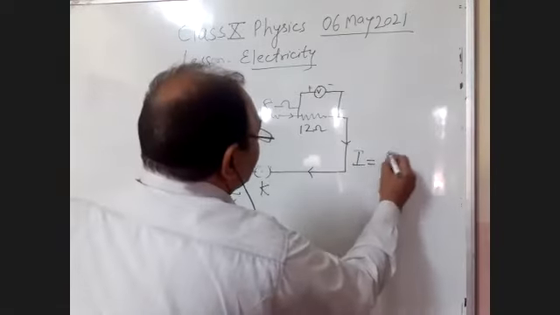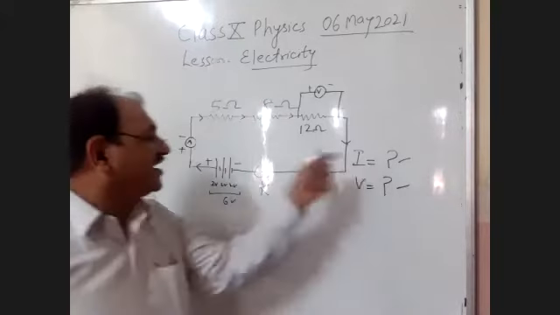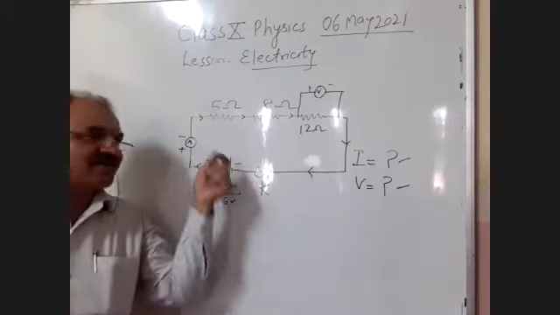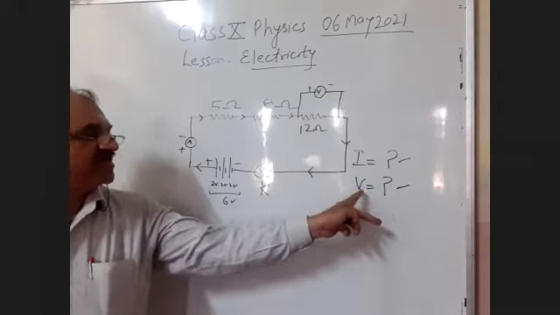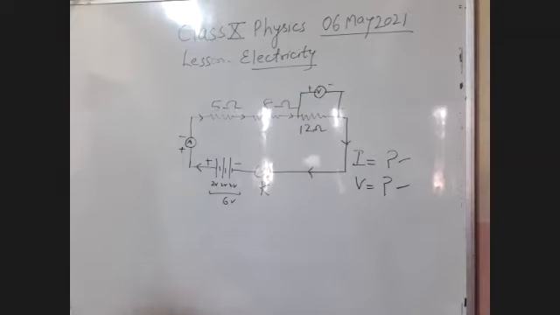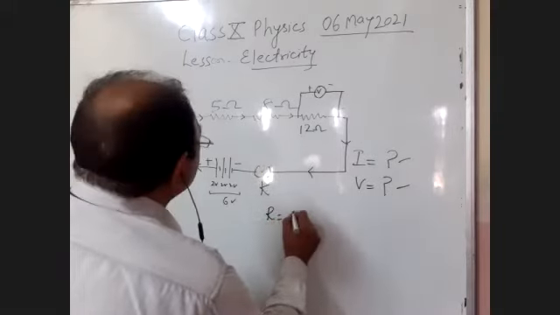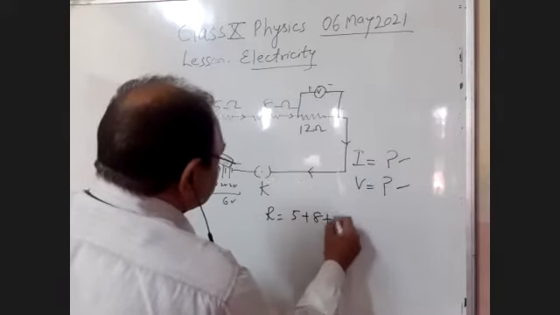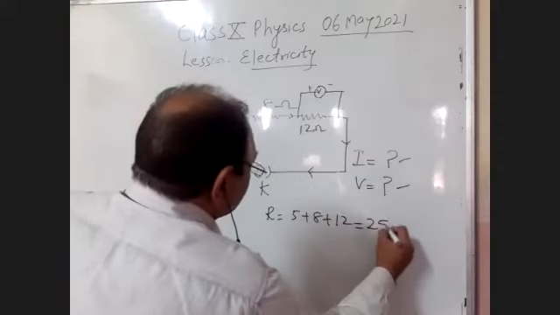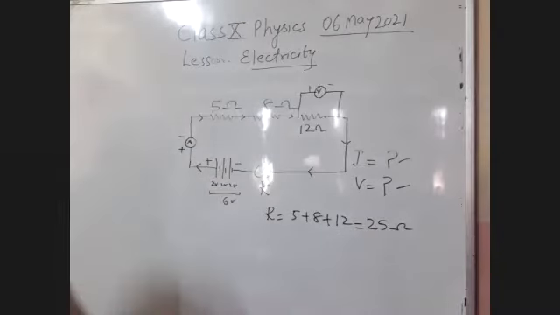What do we have to find? Current and potential difference. So what will be the value of I? The same will be the reading of the ammeter. And what will be the value of voltage? It will be the same as the potential difference. Now students, the three resistances are first connected in series. The total resistance will be R equal to 5 plus 8 plus 12. 5 plus 8 is 13, plus 12, it is 25 ohm.